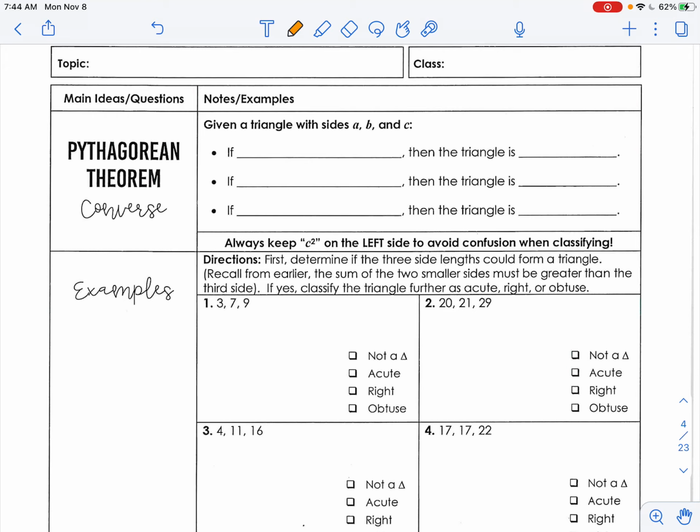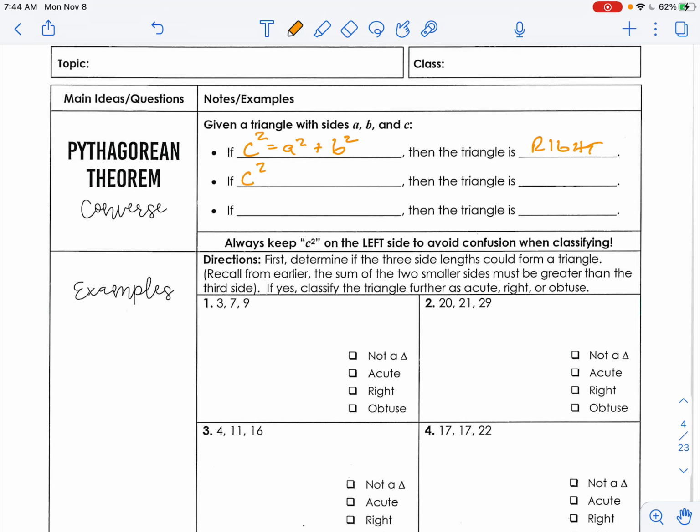or obtuse triangle. And here's how it works. I'm going to compare Pythagorean theorem. If c squared equals a squared plus b squared, that means the Pythagorean theorem works. The only triangle that works for is a right triangle. Now, this is pretty easy to remember, I think.